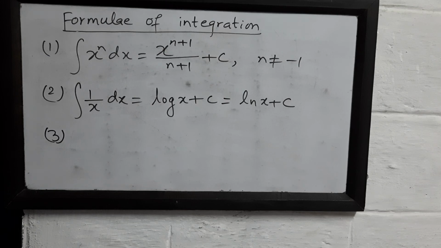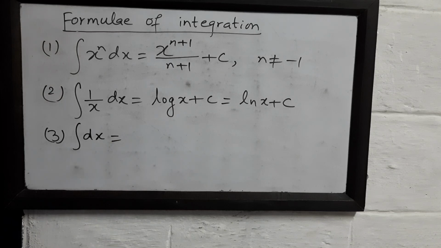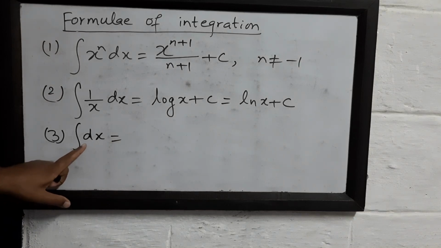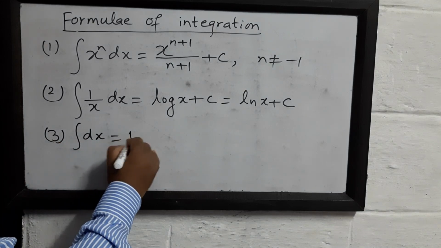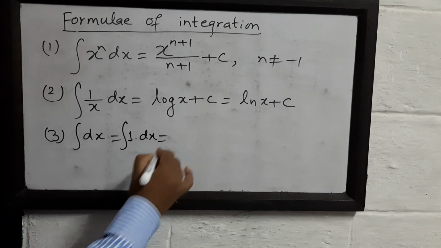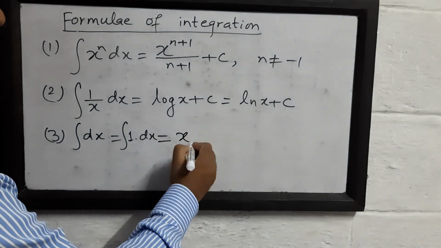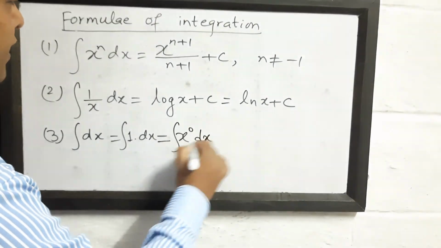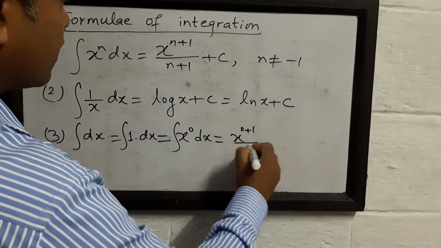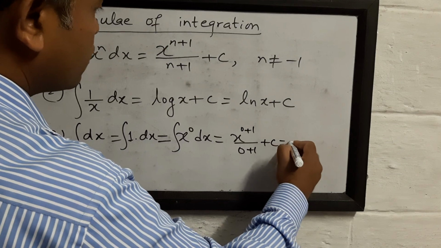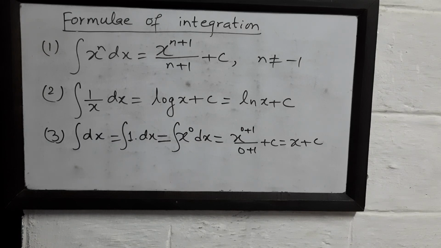Third, if you write the integration of dx only, here nothing means it is 1, there is 1 times dx. To change this into that form, you can write this 1 as x^0 dx, and if we use this formula, it becomes x^(0+1) over (0+1) plus a constant. So this will simply be x plus a constant. So the integration of dx is x plus a constant.